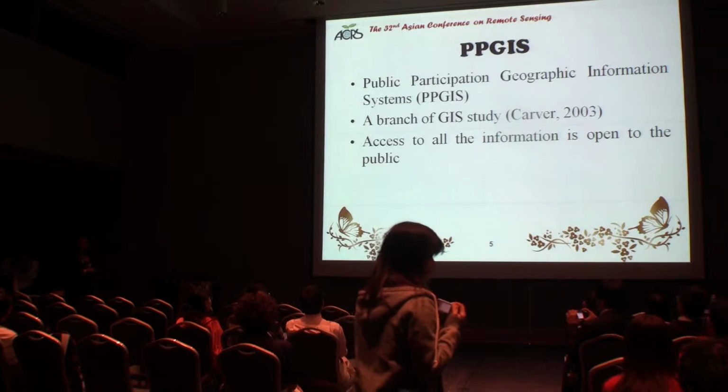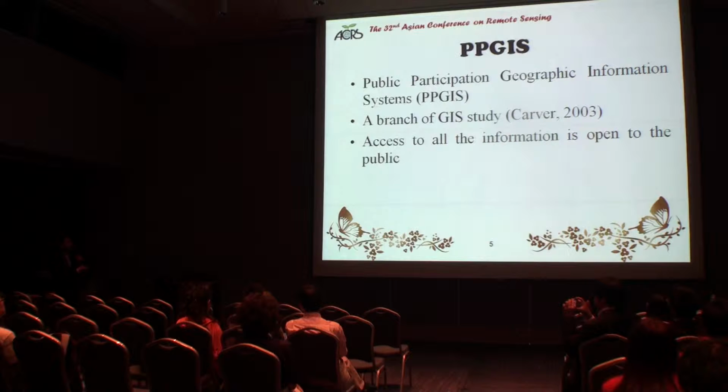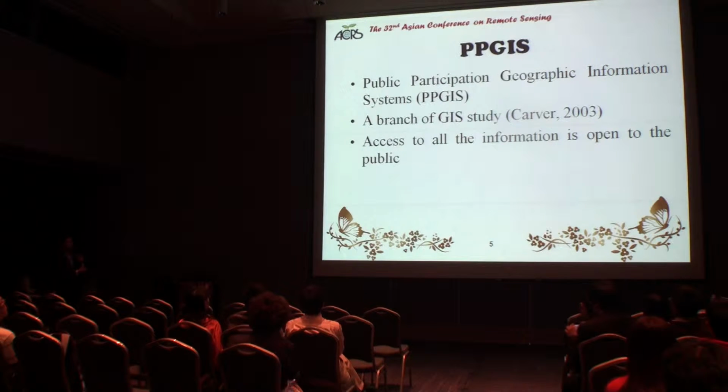Now I will simply introduce what PPGIS is. It's called Public Participation Geographic Information Systems. We think it doesn't belong to a system or software like GIS. We can think of it as a framework, a theme, or a concept. In Cover 2003, it was mentioned as a branch of GIS study. PPGIS mostly emphasizes that all the information is open to the public.